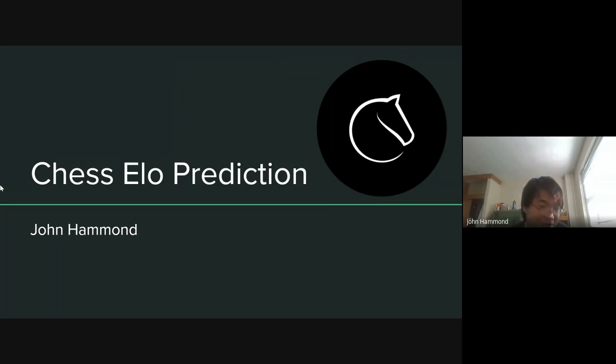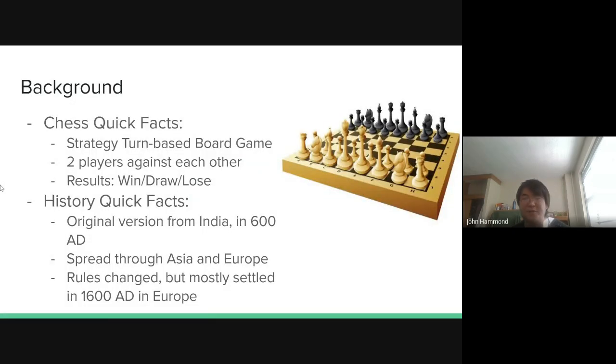Today for my final project, I'm going to be presenting on a chess ELO predictor. So given a chess game, I want to try and guess the average ELO between the two players. Just as a quick little background, chess is a turn-based strategy board game.